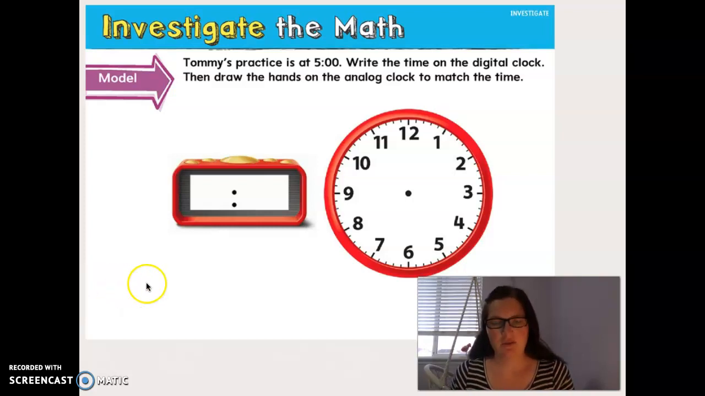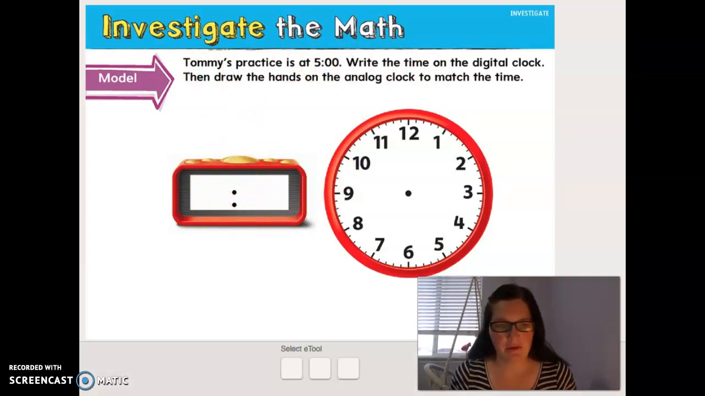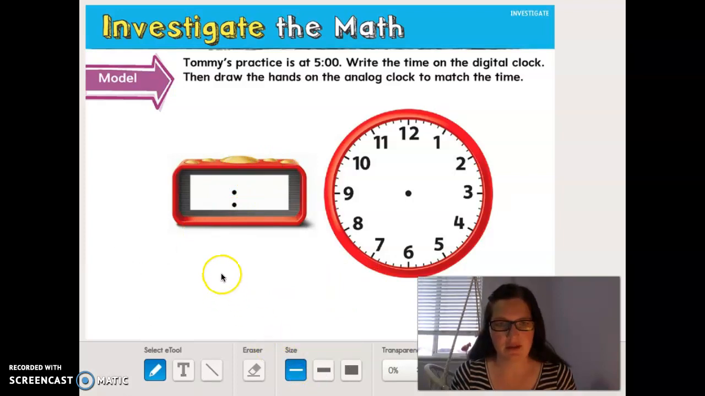All right, on this page, it's asking us to use both the digital and the analog clock. So Tommy's practice is at 5 o'clock. To write that time on the digital clock, that's this one over here, we're going to get our pencil and we're going to write 5 o'clock. The hour goes before these 2 little dots called a colon. So the 5 goes here. And then o'clock is written 2 zeros. 0, 0 in the minute place after the colon. So the numbers before show the hour and the numbers after show the minutes after. So 0 minutes after 5 o'clock, we read it 5 o'clock.